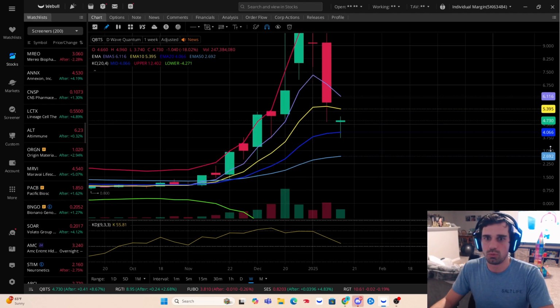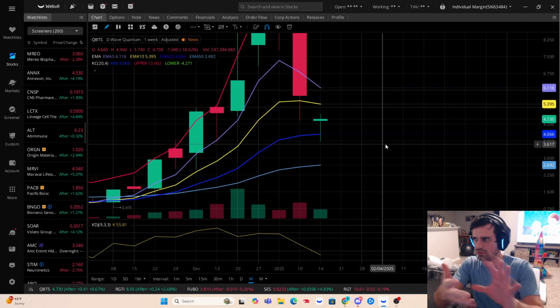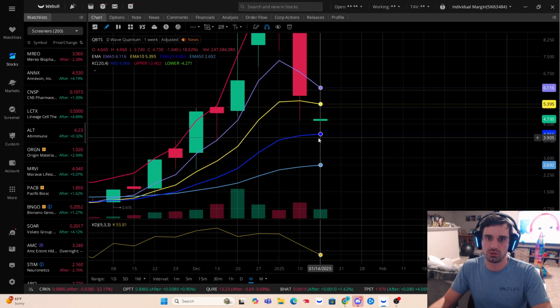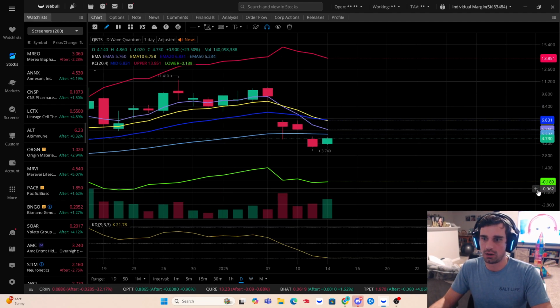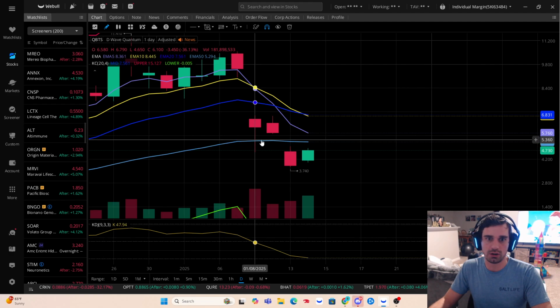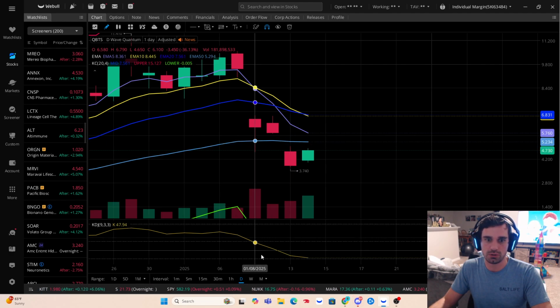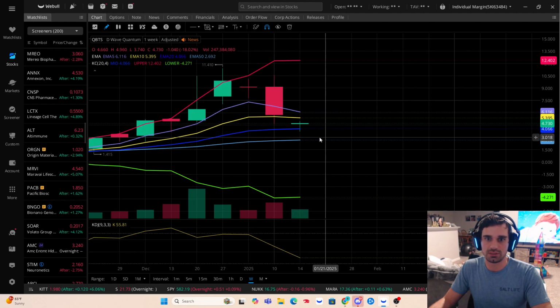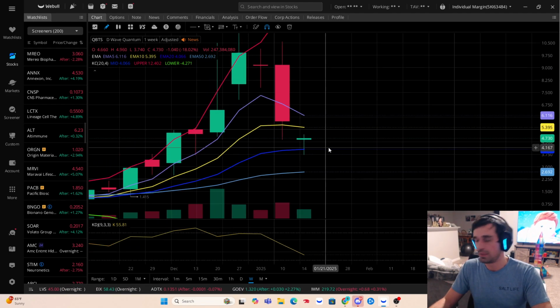For example, QBTS. Why are we seeing a nice bounce on this area? Look at this beautiful area. Same scenario. You can see it happen a lot. Right here, it hit the EMA 50. We went below it. But right here, we hit this EMA 20. So it's the same scenario.